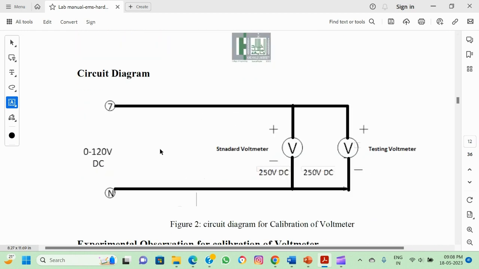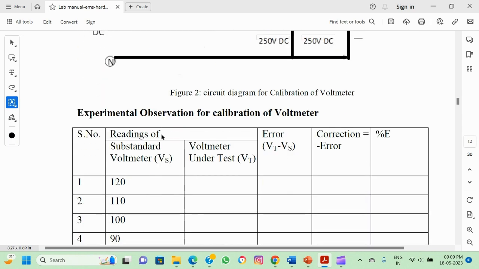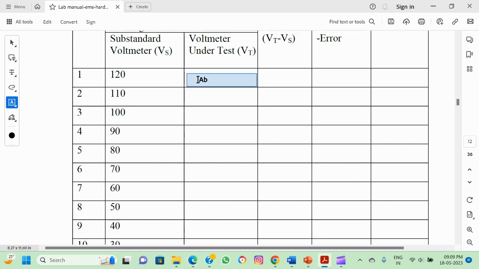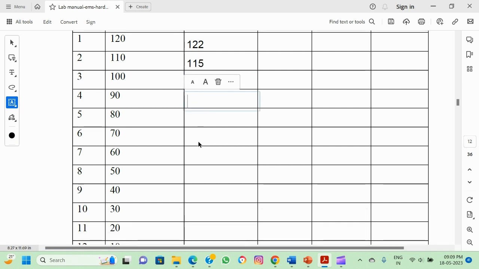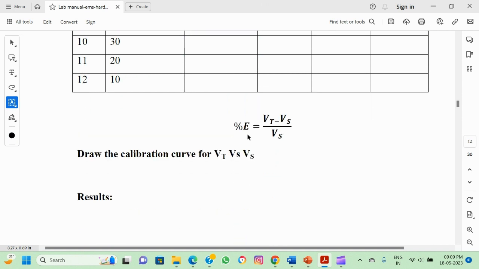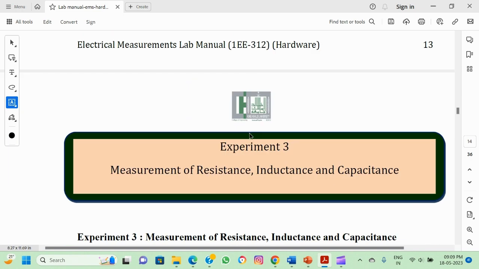Then we will go for the calibration of voltmeter. So here we will connect the voltmeters in parallel, and we will take the readings. So like this. So here you can take the random error value and you can calculate the error. Here it may be 98, like this. Okay. And you can fill the table, and you can calculate the percentage error. Okay, so that will be our experiment 2.